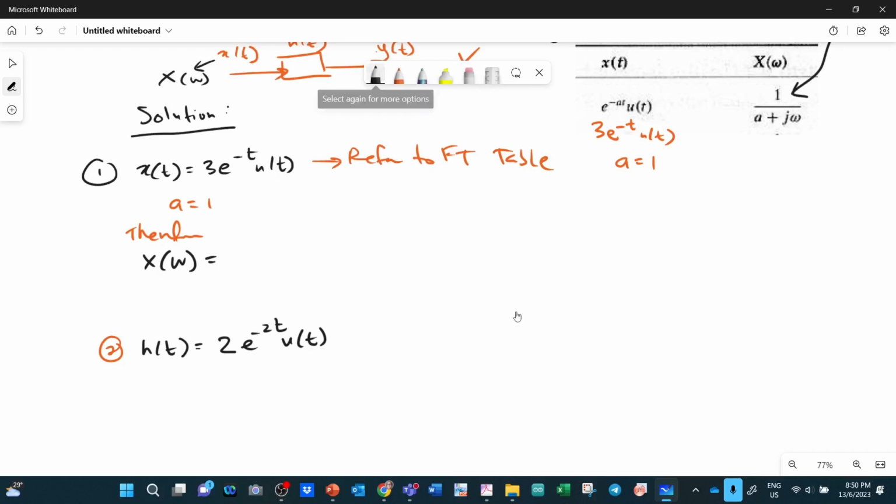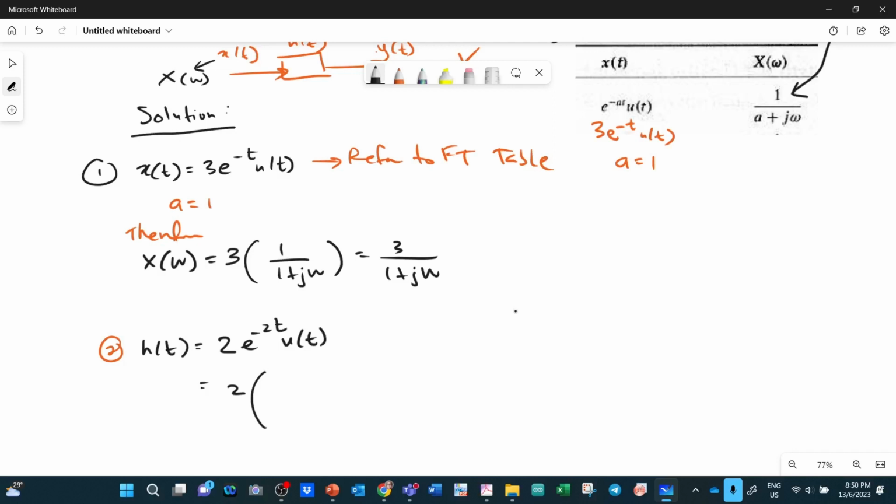We just write that out: 3 over 1 plus J omega. So we get 3 over 1 plus J omega. Another one is that you have 2. We take out the value because we want to leave it in terms of the exponential e to the minus 2t. So we take out that value. So what do you have here?